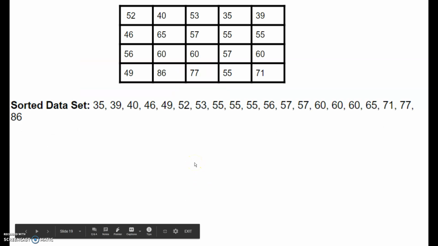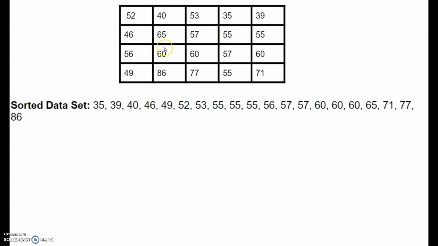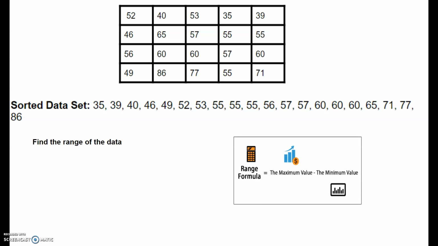So the first thing you want to do, when you see a data set that maybe looks like this, it may be in a table, is sort that data set from least to greatest. That's very important when solving problems involving range or median or mode. With that being said, you want to go ahead and do that, and find the range of that data set by subtracting the maximum value minus the minimum value.